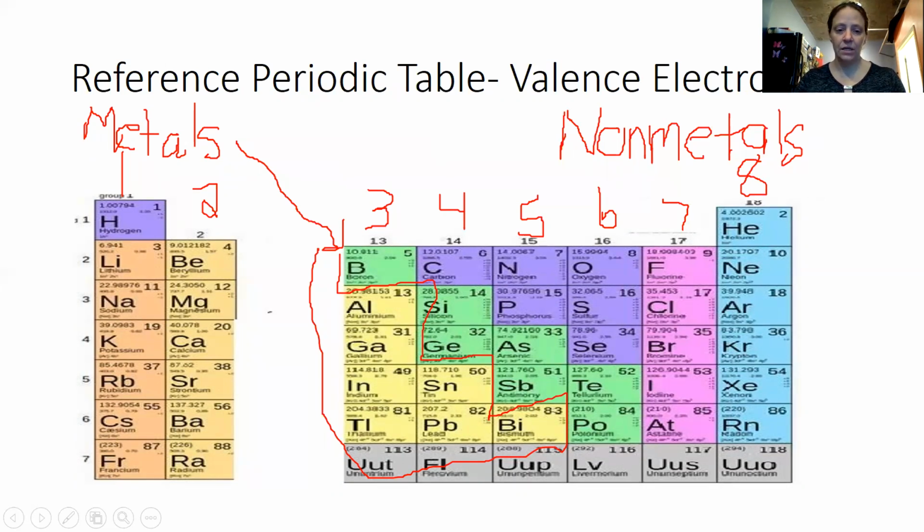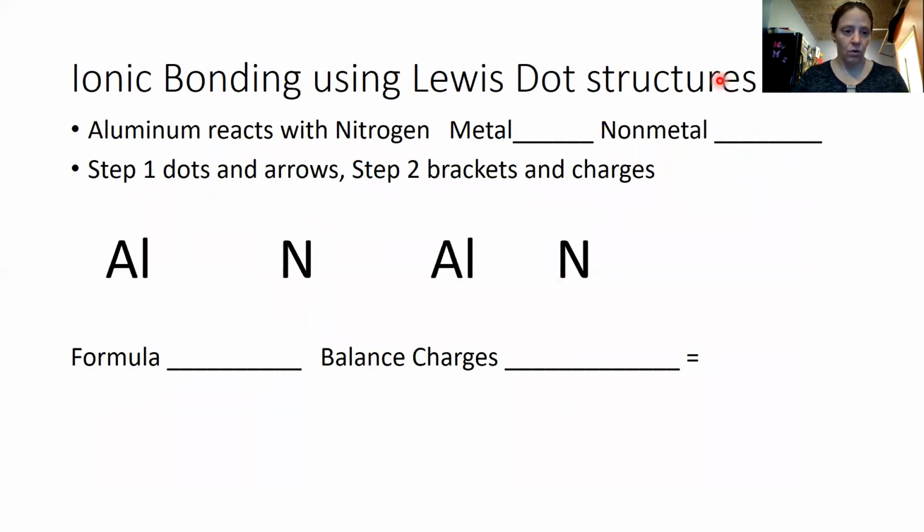Okay, so what that means is aluminum is going to be a metal, and it has 3 valence electrons. And our other element was nitrogen. So nitrogen, that's going to be a non-metal, and it has 5 valence electrons. So now we're going to go ahead and label our elements. So we're going to put aluminum here as our metal. Hopefully that's what you had for your homework. So we have aluminum there, and then we have nitrogen.